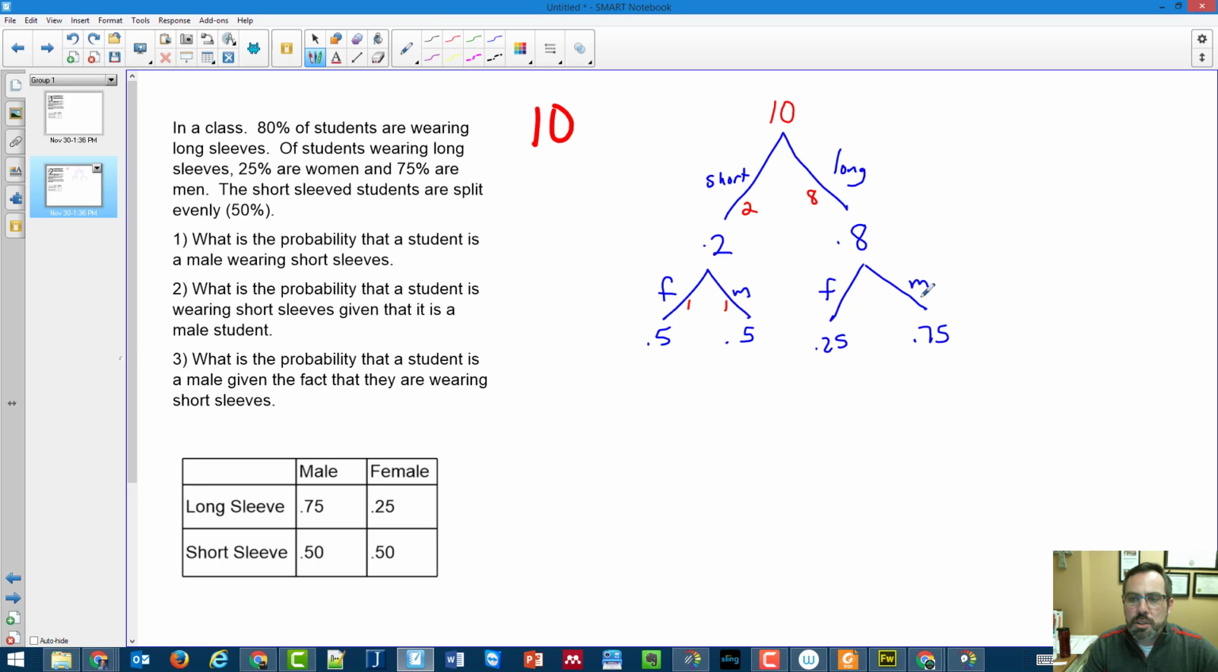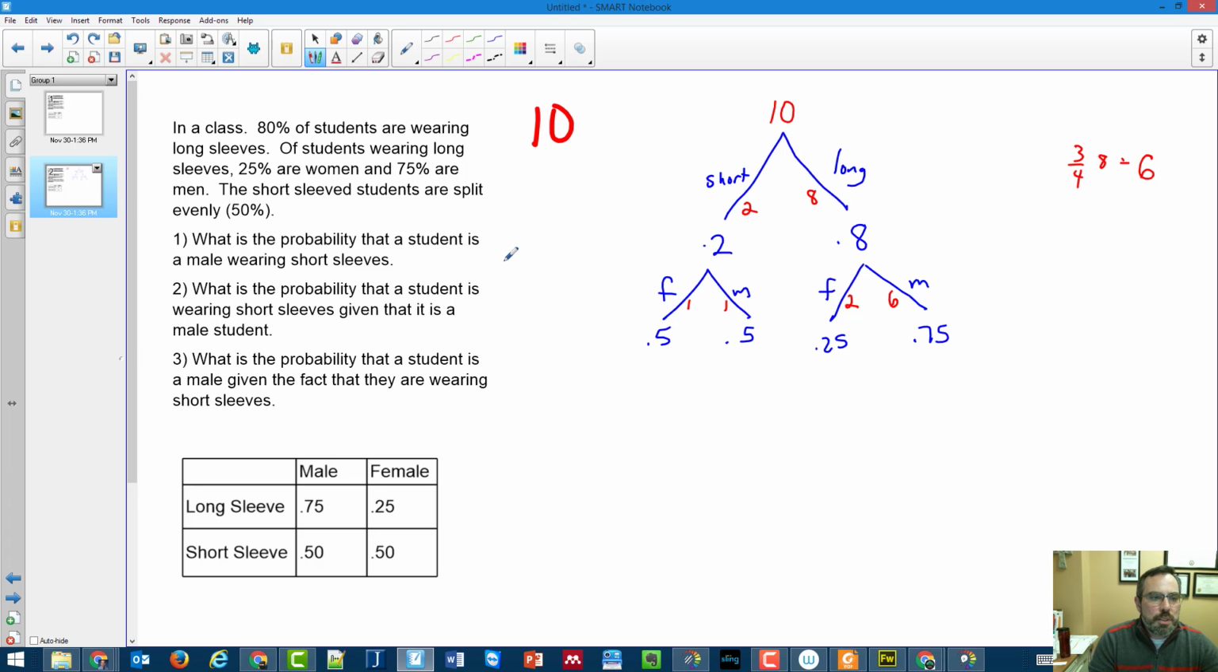Long sleeve shirts, 75% or 3/4 of 8 ends up being 6. So I have 6 male and 2 female. I actually have these backwards. Oh no, 25% are women, 75% are men. So that's correct. 6 men wearing long sleeve shirts, 2 women wearing long sleeve shirts. I did that so that we can come back to those numbers later, since it's easy to distinguish what these are.